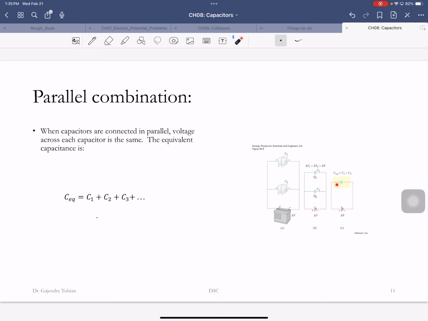What you want to know is what is the equivalent capacitance for these two capacitors? What single capacitor can you replace these two capacitors with? And the equivalent capacitance when you have a parallel combination is just the sum. So if you have a bunch of capacitors connected in parallel, the equivalent capacitance is just the sum of them. So if you have a bunch of small capacitors and you want a large capacitance, you just connect them in parallel. That's how you get a bigger capacitor.